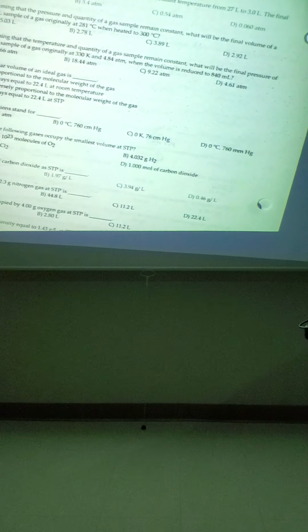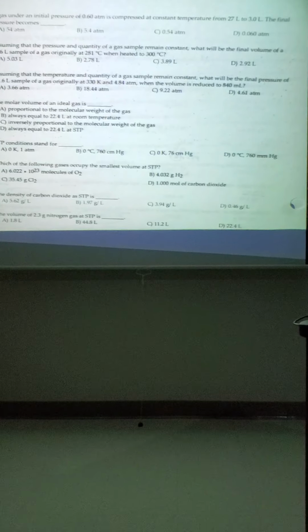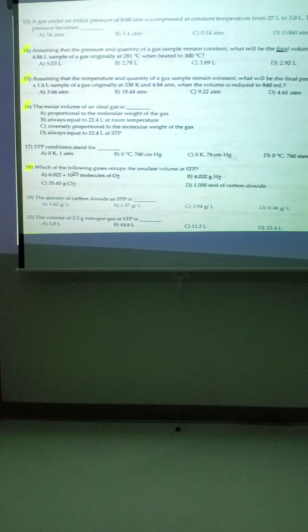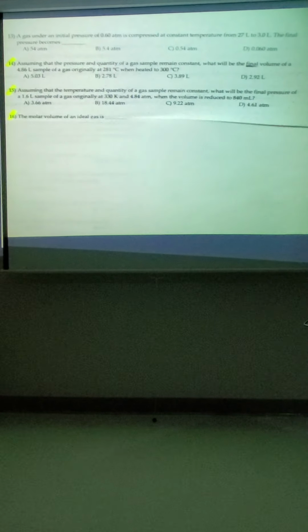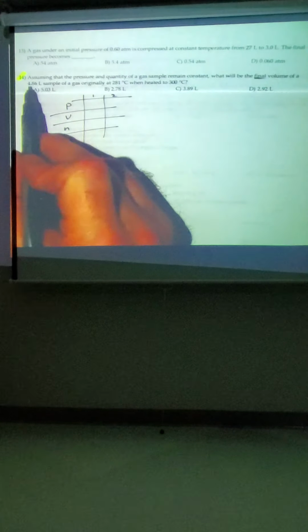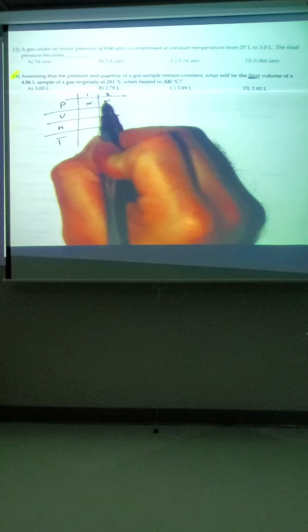Number 14 says, in this situation, it's final. Final just means before and after. That means double chart problem once again. So P's, V's, N's, and T's, before and after. In this situation it says pressure and quantity remain constant.